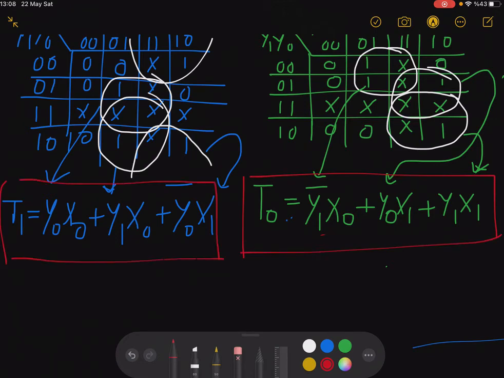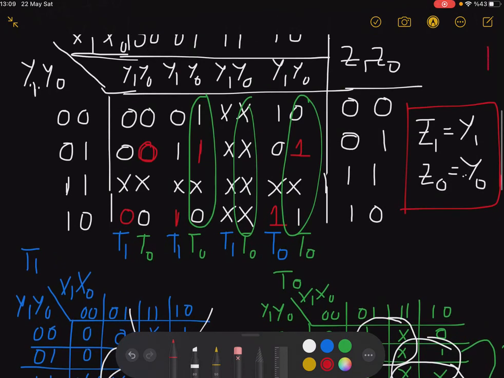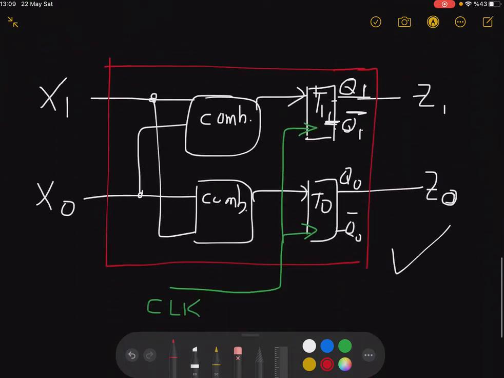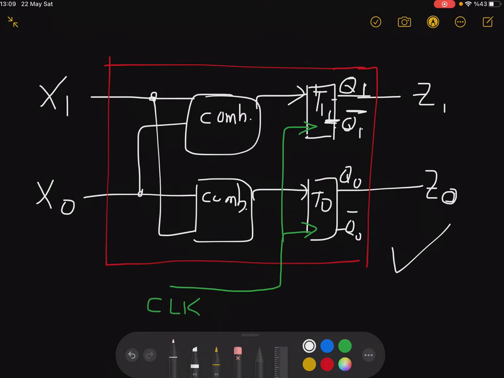All right, now I have my flip-flop input equations, and I have my output equations. That's it. And when I build a circuit like this, it would be pretty much the same. It will have its combinational parts right here, and it works in a pretty similar way, but this time designed with T flip-flops.